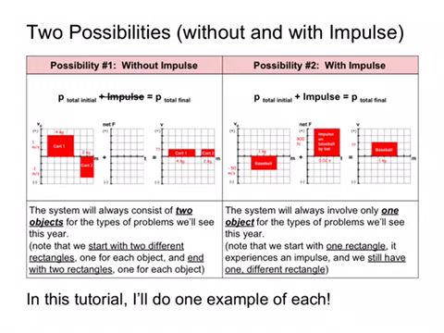Okay, so note you'll start with one object with a certain velocity, so one momentum rectangle, an impulse happens, and then you have the final momentum. In this tutorial, you'll see that I'll do one example of each.